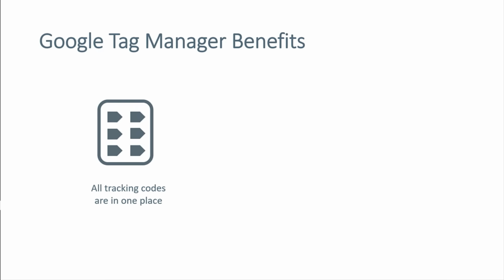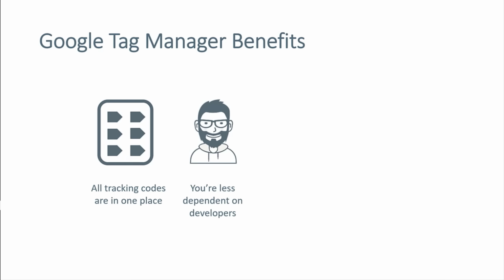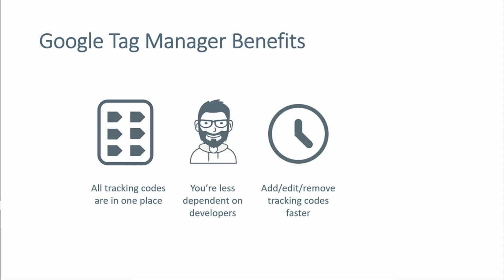Speaking of benefits, Google Tag Manager has a lot of them. First of all your tracking codes are stored in a single place. So it is easier to find them, to manage them, and to decide when to fire them. Of course, then you're less dependent on developers. This does not mean that Google Tag Manager will replace the developers completely, because in some cases, developers will still be needed. But there will be many more situations where you will be able to add tracking codes by yourself and do that much faster. That's why the third benefit is the speed.